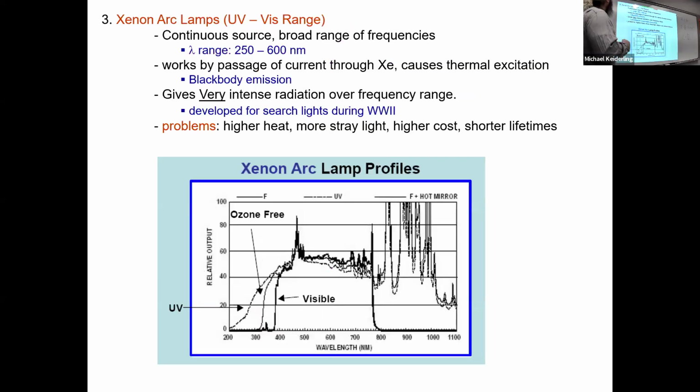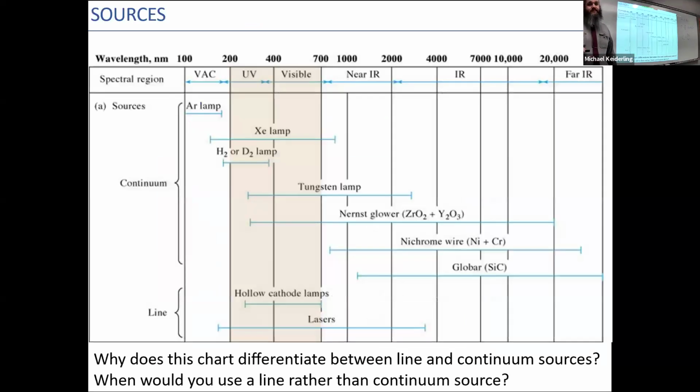There are also xenon arc lamps, which are a continuous source with a broad range of frequencies from 250 to 600 nanometers. They work by passage of current through xenon that causes thermal excitation. This causes blackbody emission. This gives very intense radiation over the frequency range. It was developed for searchlights during World War II. The problems are higher heat, more stray light, higher cost, and shorter lifetimes. And they're kind of a little pricey. So it depends on what you're trying to do.